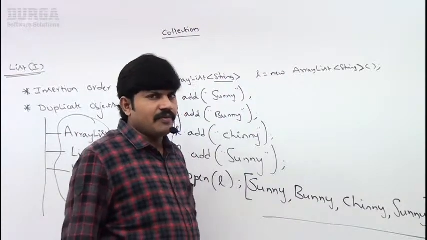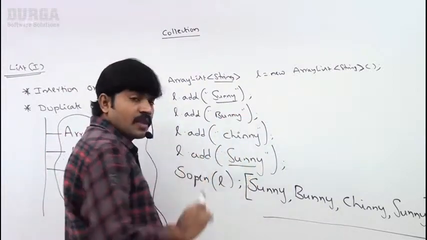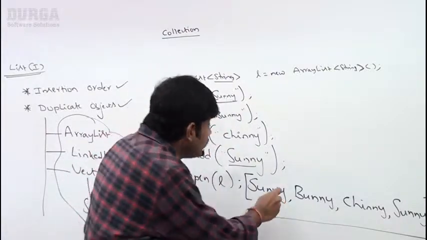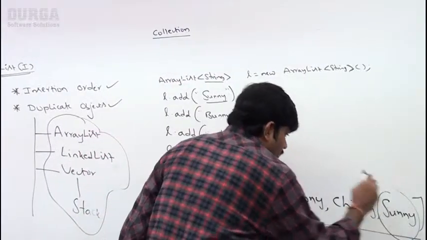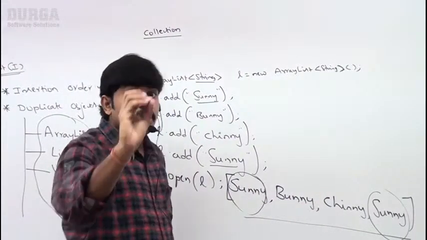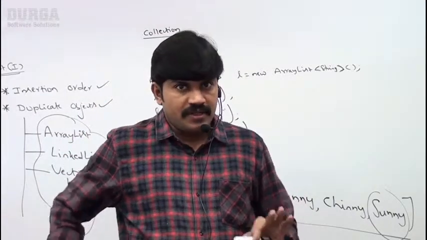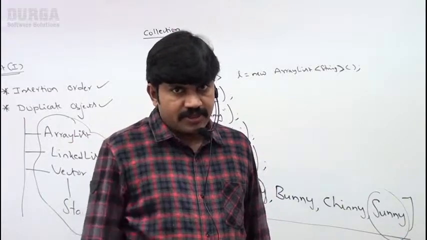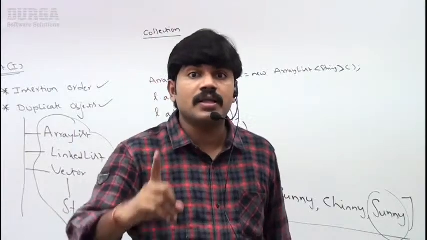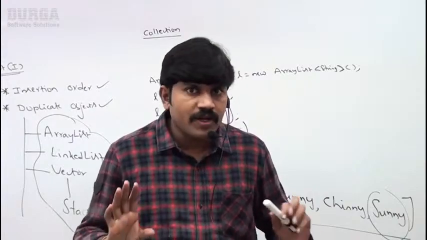Second one, sir. Have you observed? Sunny, here I added, here also I added. How many times did I add Sunny, sir? 2 times. In the output, is Sunny coming 2 times or not? Yes, 2 times. Sunny is going to come 2 times because List allows duplicates. Remember, List allows duplicate objects. Is it clear for all of you? Sir, what is a collection? What is a List? When should we go for the List concept? If you want insertion order and if you want duplicates, then we should go for the List concept.